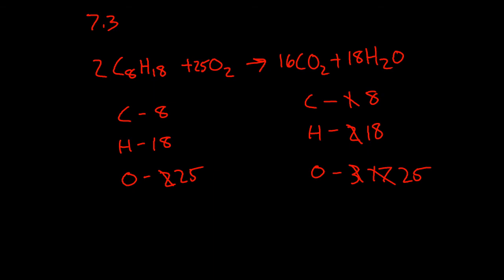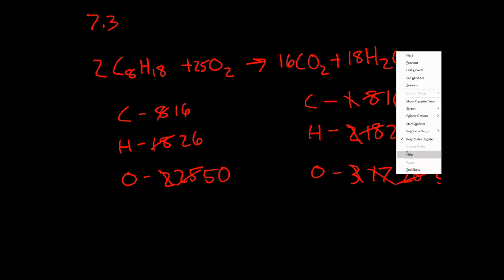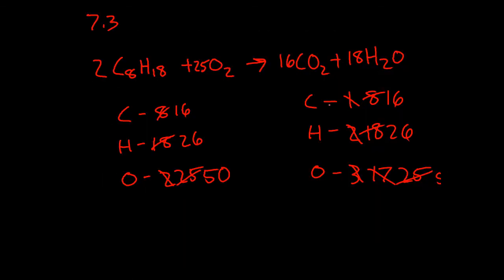And to get rid of the half, I multiply the entire equation by 2. It's just like a mathematical equation. As long as you multiply everything by 2, you're not changing any of the equalities that exist. Except now we're going to have 16 of these, 26 of those, 50 of these, and then once again 16, 26, and 50. Well, ran out of space there. You get the idea, 50.